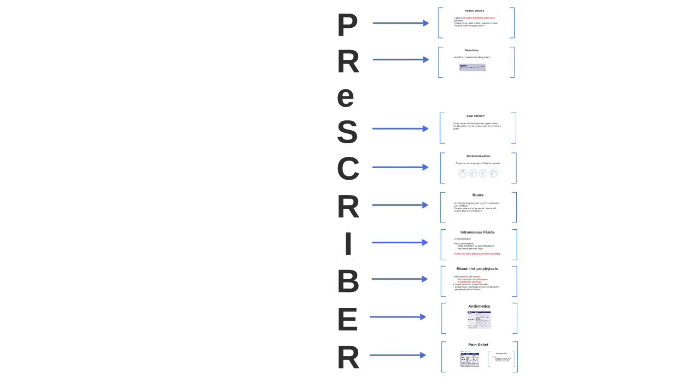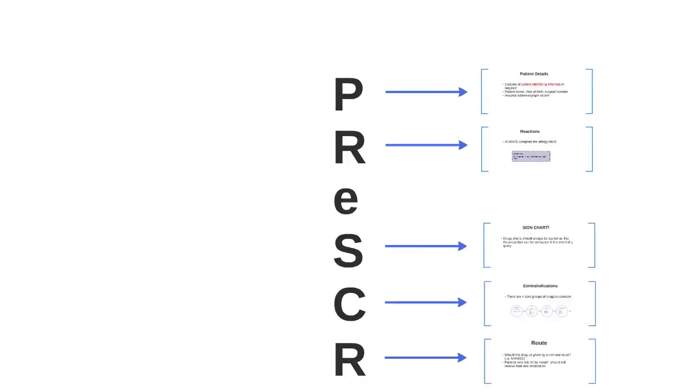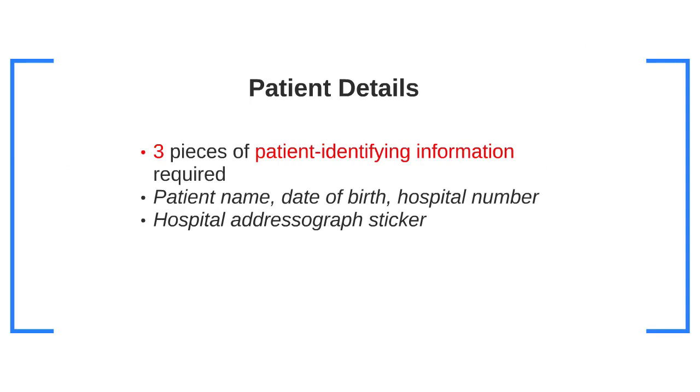So with that case in mind, let's now review a sensible and memorable technique for reviewing prescriptions. This can be summed up with the mnemonic prescribers, where each letter represents an important area of review. Let's start at the beginning with P. P stands for patient details and is an obvious and sensible place to begin.